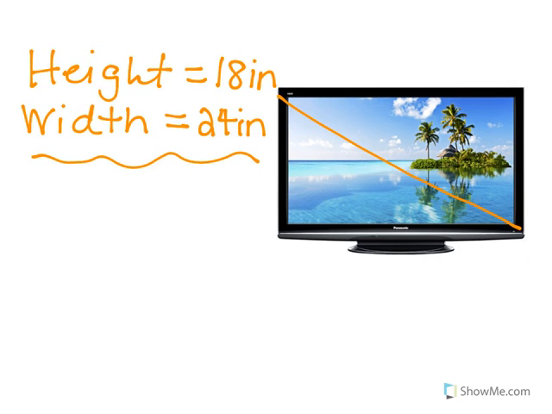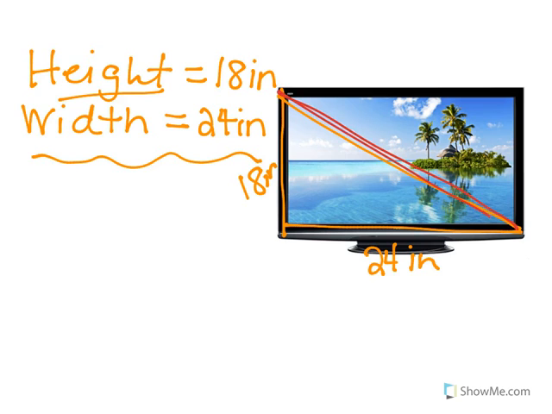measured by their diagonal. Okay, so we know what the height is because it tells us right here, which is 18 inches. And we also know the width, which is 24 inches. So what we want to know is what this diagonal is. And we can do that by using the Pythagorean theorem. See how it makes that right triangle?